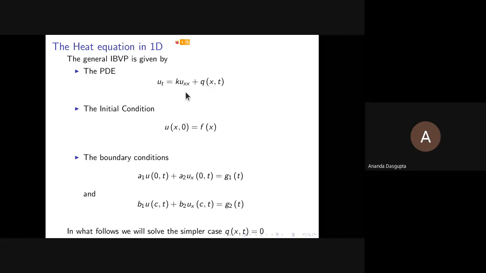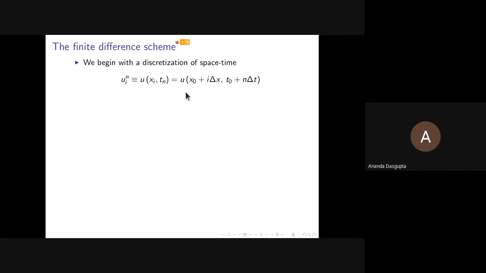Okay. And what we want to do is find out, ideally, u at all x and all t. But as you all know, that's impossible simply because all x and all t would be way too many points to really cover. So what you do is you first start with discretizing space-time, not in reality, but for your numerical calculations.